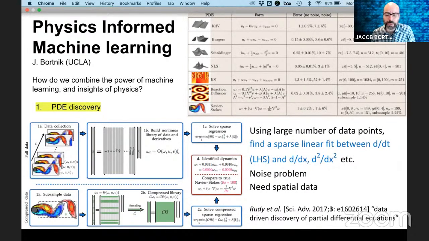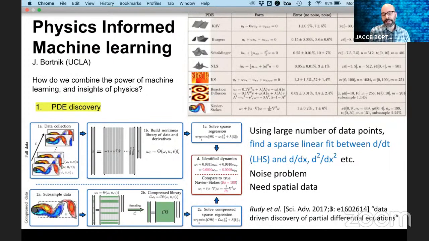Here's an example from Rudy et al., one of my favorite papers on this topic, in 2017 in Science Advances, called Data-Driven Discovery of Partial Differential Equations. They illustrate the methodology on this Navier-Stokes simulation. If you look at panel 1A below, what you see is a Navier-Stokes flow field around a cylinder. It's a little hard to see, but the cylinder is on the very left. You have a flow field, which has pressure, velocity, and vorticity that they deal with here. It's a data sample at a bunch of spatial points and a bunch of times.